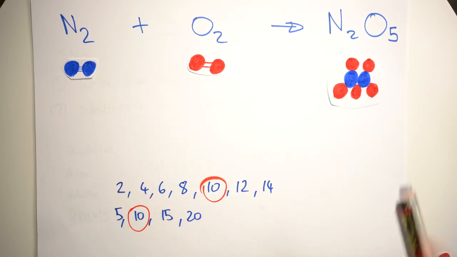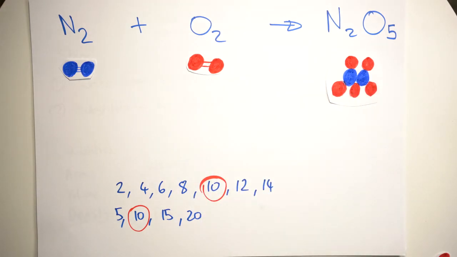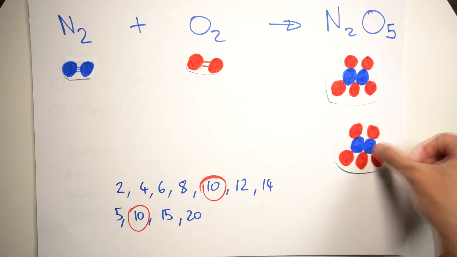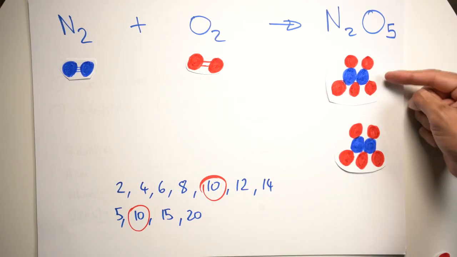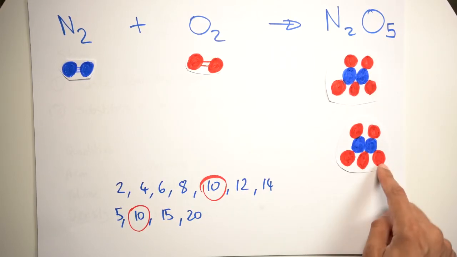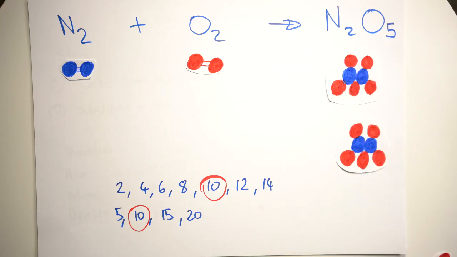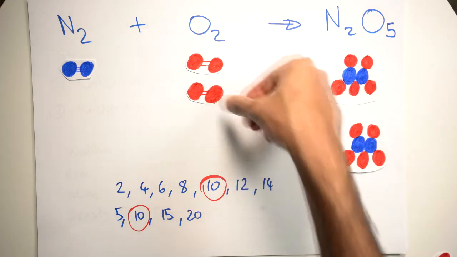So the lowest multiple that they both have in common would be 10. So I'm going to try and get that into 10 and this into 10. So my oxygens would then be equal to 10. So the way to do that is I just add one more of these. So now I've got 2 N2O5, which means I've got 1, 2, 3, 4, 5, 6, 7, 8, 9, 10 oxygens, which means I need 10 oxygens over here.